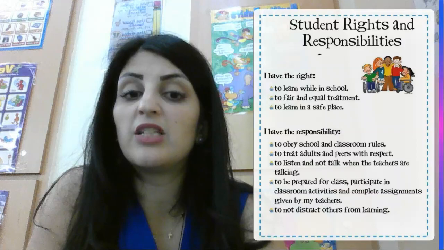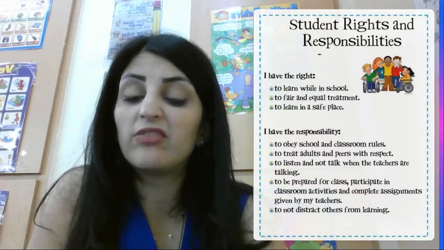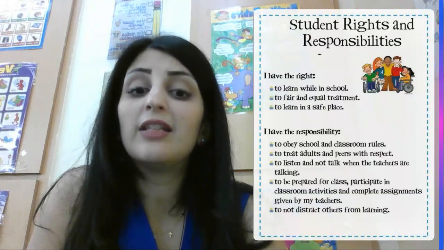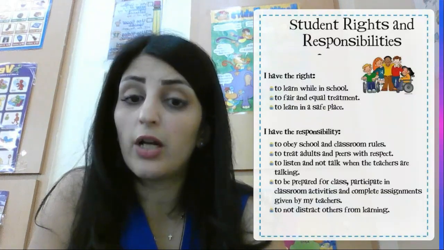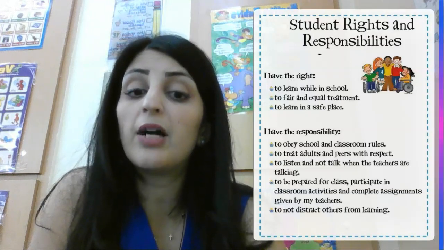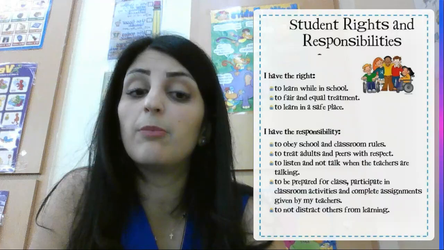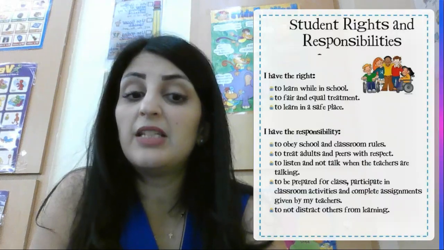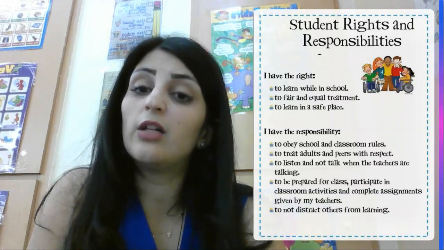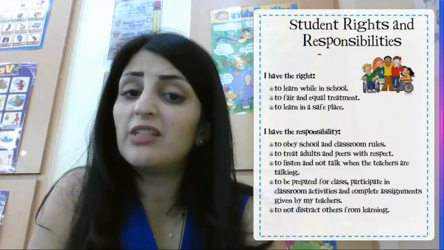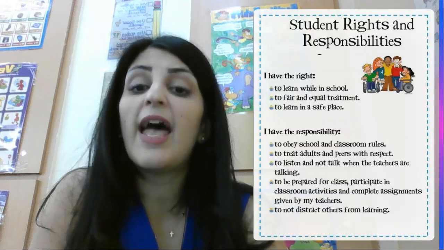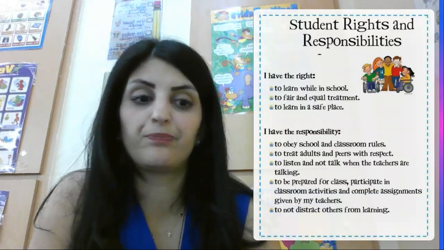I have the responsibility to obey school and classroom rules, to treat adults and peers with respect, to listen and not talk when the teachers are talking, to be prepared for class, participate in classroom activities and complete assignments given by my teacher, and to not distract others from learning. So you can know what rights students have, what responsibilities a student has, and the differences between them.